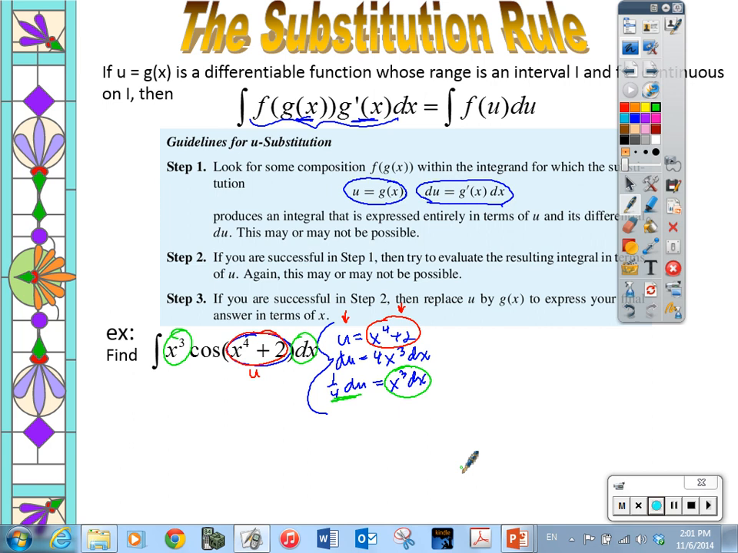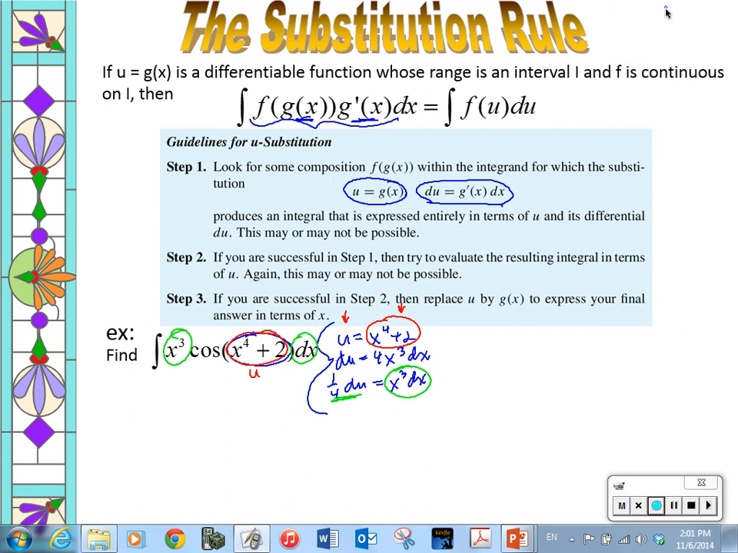Now, before I rewrite this, I need to address something that has caused problems all day long, and that's this little dx guy, or the du guy, whichever form you're in. Let's talk about it. What did we say it was used for? It was used to tell us which variable to integrate. So it's a command. Integrate with respect to x. Once I have integrated, what happens to it? It's gone, right? I don't need it anymore.